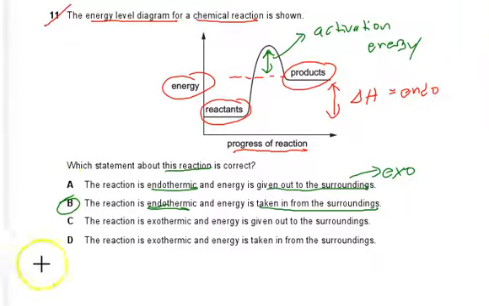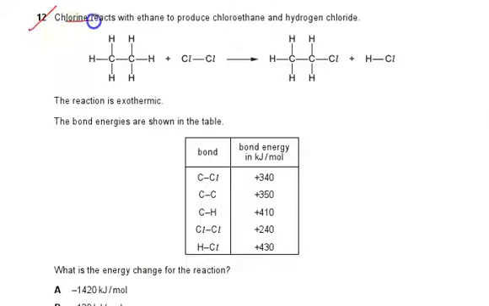Okay, we move on with number 12. So number 12, chlorine reacts with ethane to produce chloroethane and also hydrogen chloride. Okay, so this process is exothermic. Now this is the bond energy shown in the table. So now I'm going to do a small calculation over here.